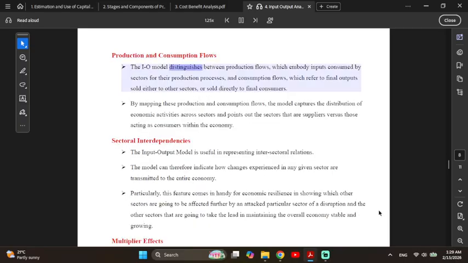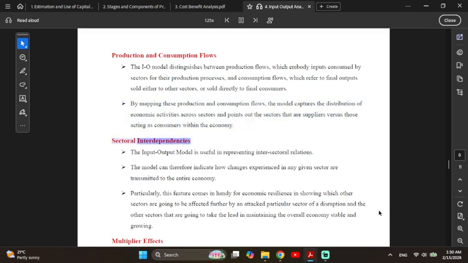Production and consumption flows. The IO model distinguishes between production flows, which embody inputs consumed by sectors for their production processes, and consumption flows, which refer to final outputs sold either to other sectors, or sold directly to final consumers. By mapping these production and consumption flows, the model captures the distribution of economic activities across sectors and points out the sectors that are suppliers versus those acting as consumers within the economy.